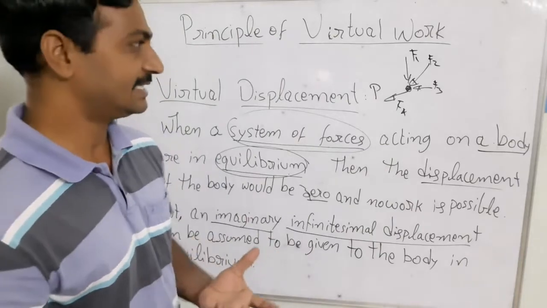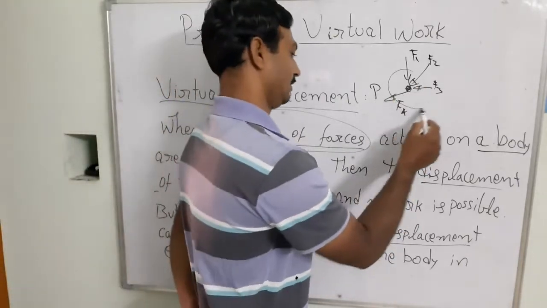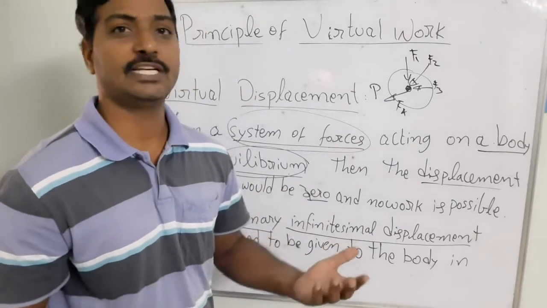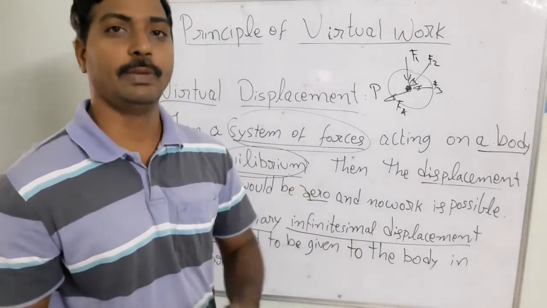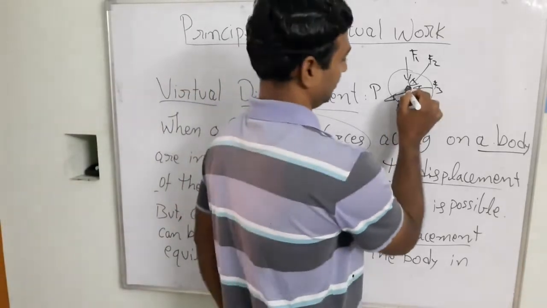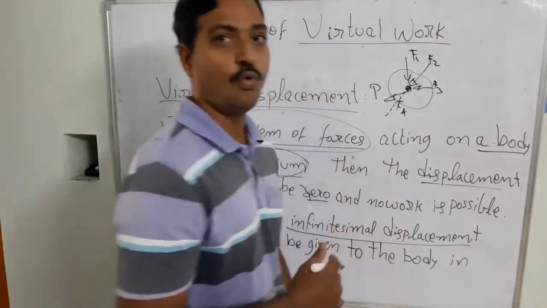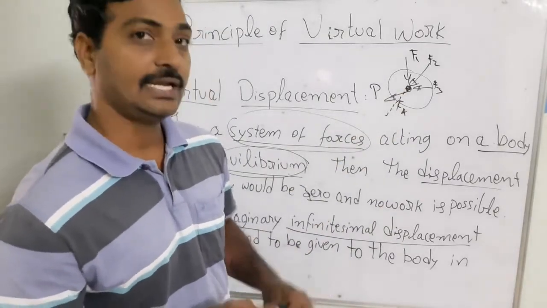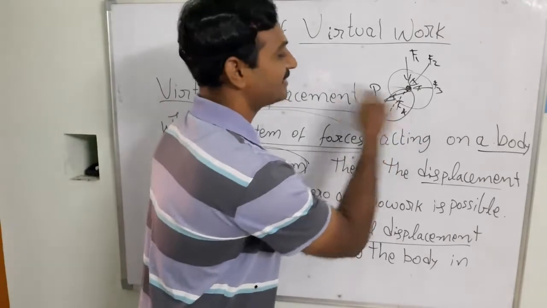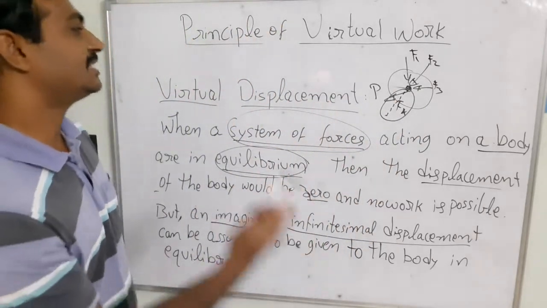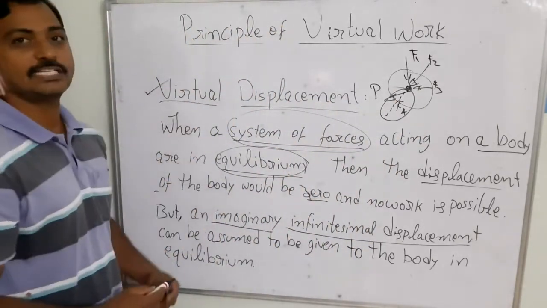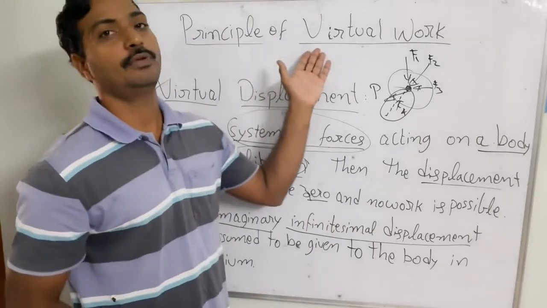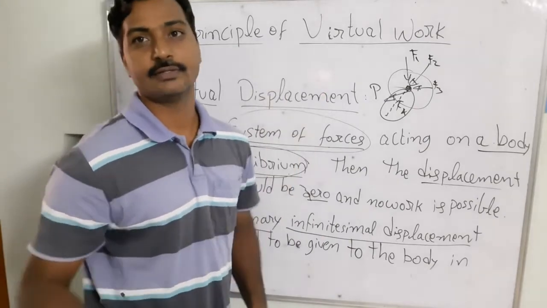In this case, if you consider the body to be in the equilibrium condition, then there is no physical displacement, but we assume there is an imaginary displacement. That means the particle will try to move in the direction of the resultant of the forces. This is called your imaginary displacement. Such a displacement we call the virtual displacement of the body, and it creates an opportunity for virtual work.